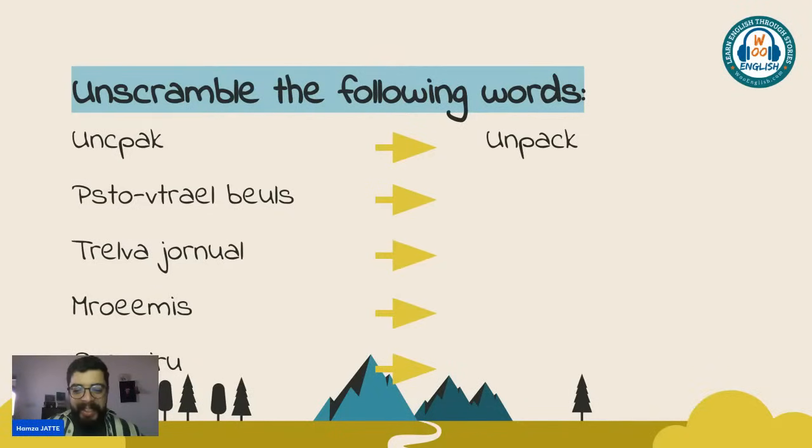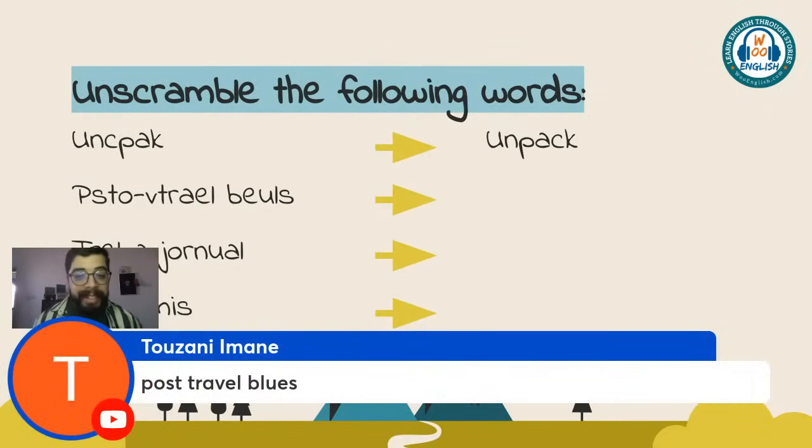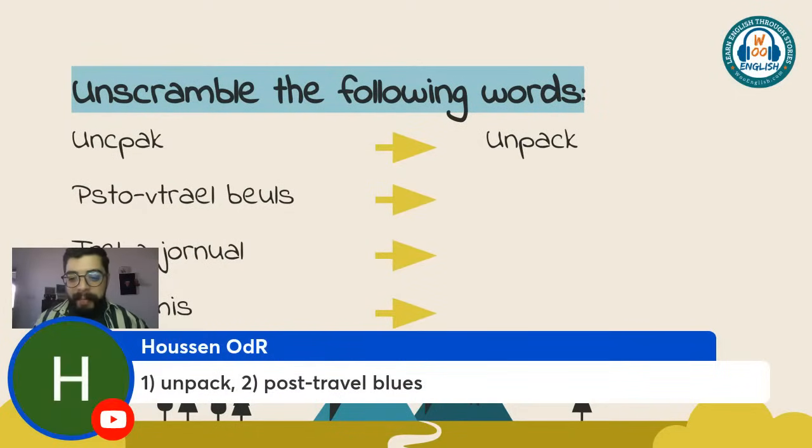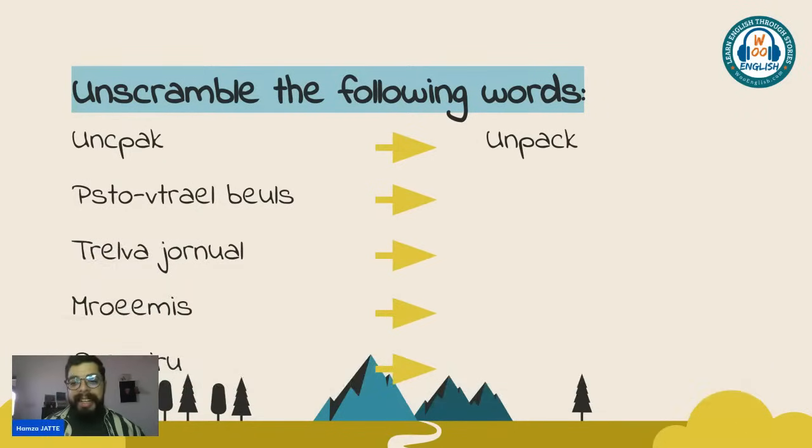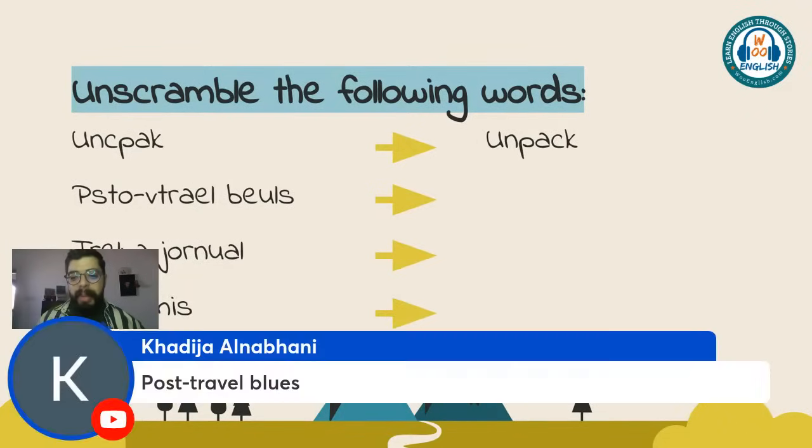Okay, Iman got the second one. So the second one is PSTOVTRAEL bills. What's that? That's a very difficult word, but Iman suggests post travel blues. Post travel blues. Hussein, unpack the second one, post travel blues. Interesting. So I have two people. Post travel blues, Khadija. All right.